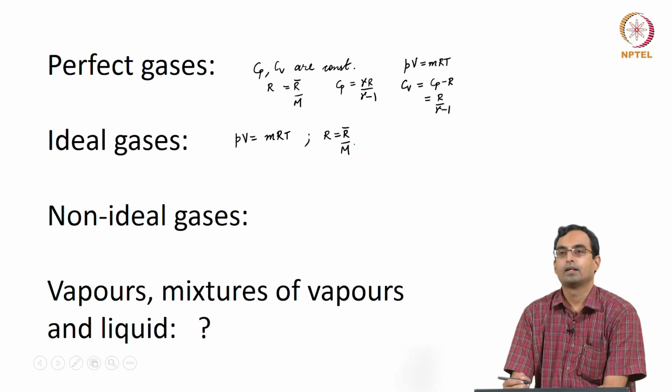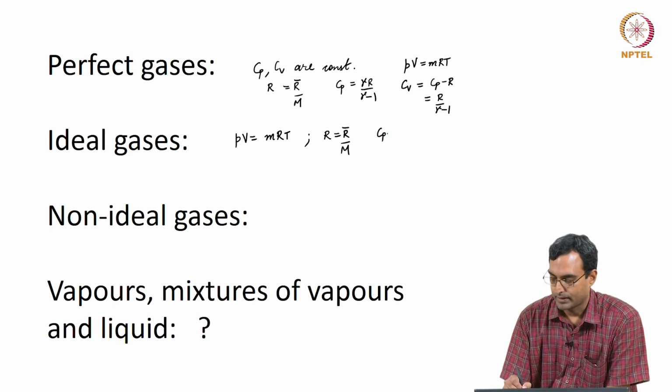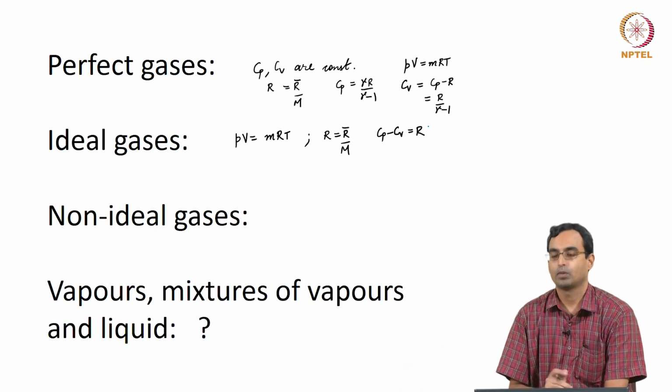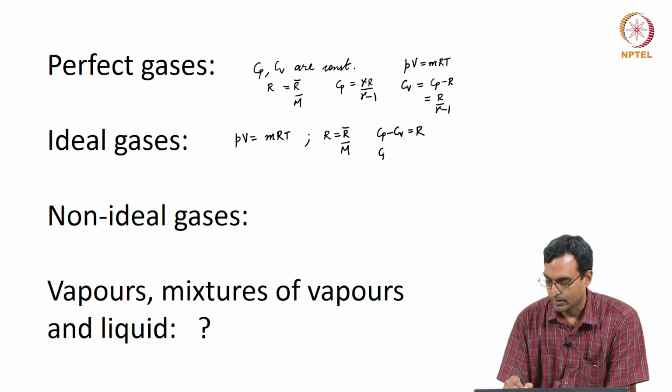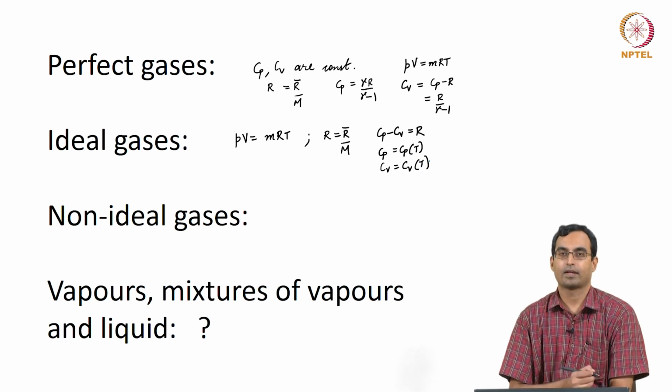I know that Cp and Cv are still related by Cp minus Cv is equal to R, but I do not necessarily know the Cp and Cv individually because they are both functions of temperature. So, I would need to have the values of Cp and Cv from some table because Cp is a function of temperature, Cv is also a function of temperature.